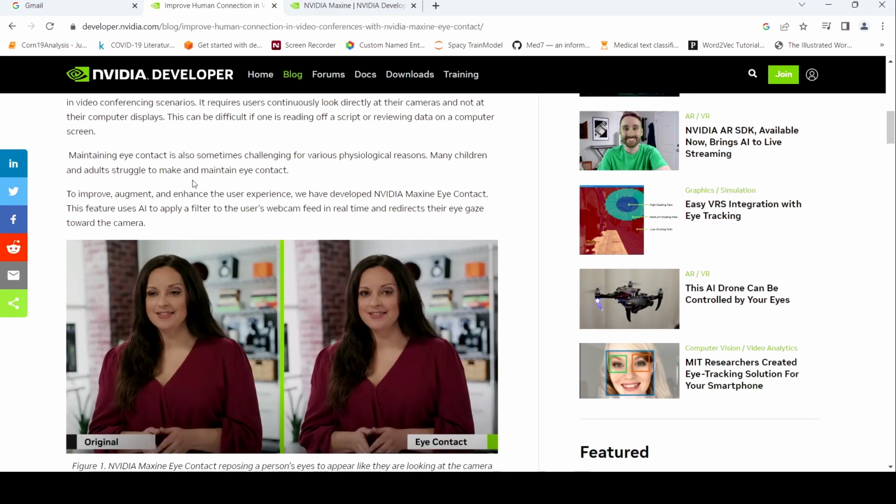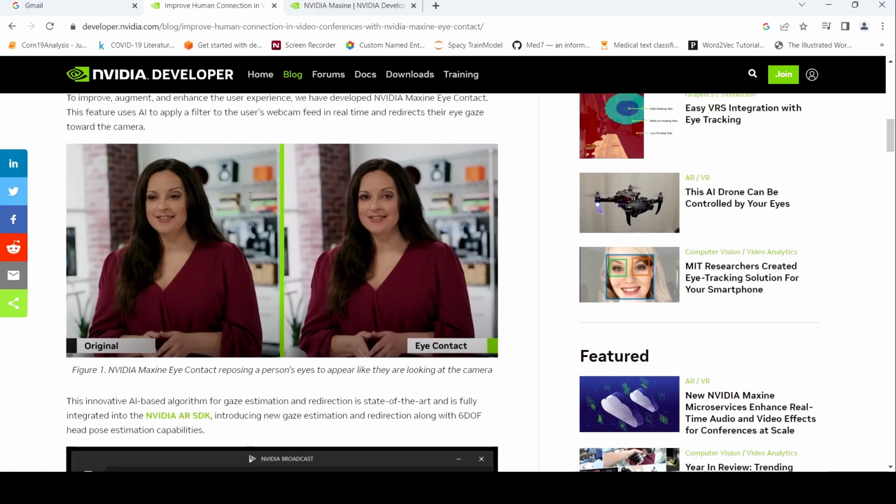So to improve, augment and enhance this user experience, NVIDIA has developed this Maxine Eye Contact AI feature. This feature uses AI to apply a filter to the user's webcam feed in real time and redirects their eye gaze towards the camera as seen before.